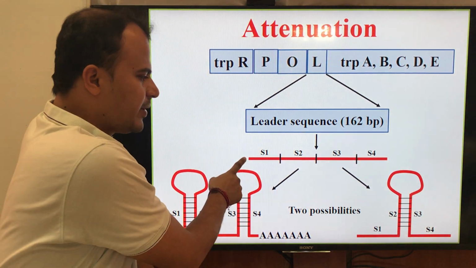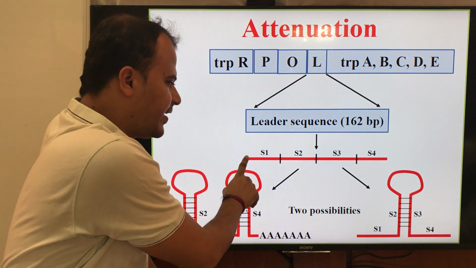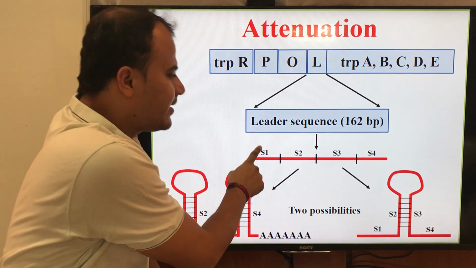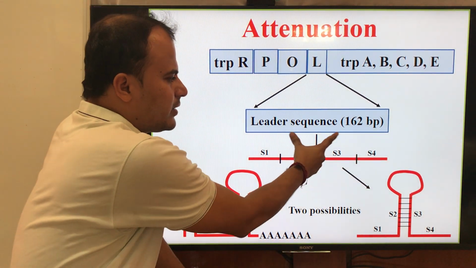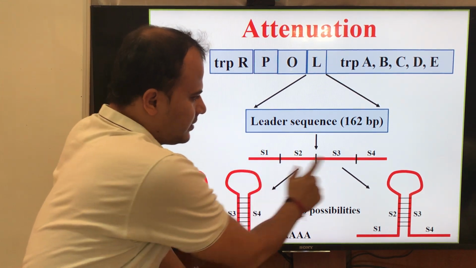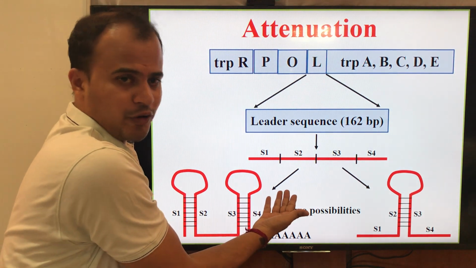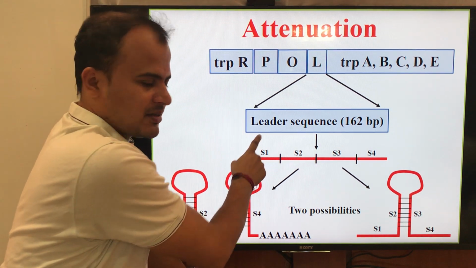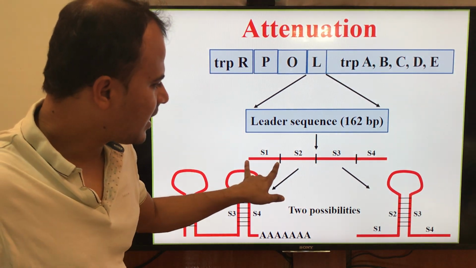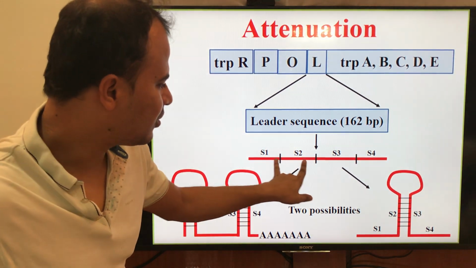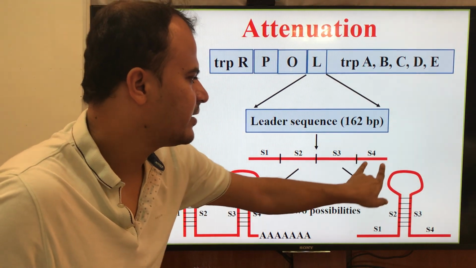Now, this is the beginning of the mRNA. If the leader sequence is transcribed, we get a single stranded mRNA as it continues like this. Now, the length of the mRNA that is formed is also 162 nucleotides as it is derived from the leader sequence. So if the RNA is formed, the RNA may be divided into segment 1, segment 2, segment 3 and segment 4.